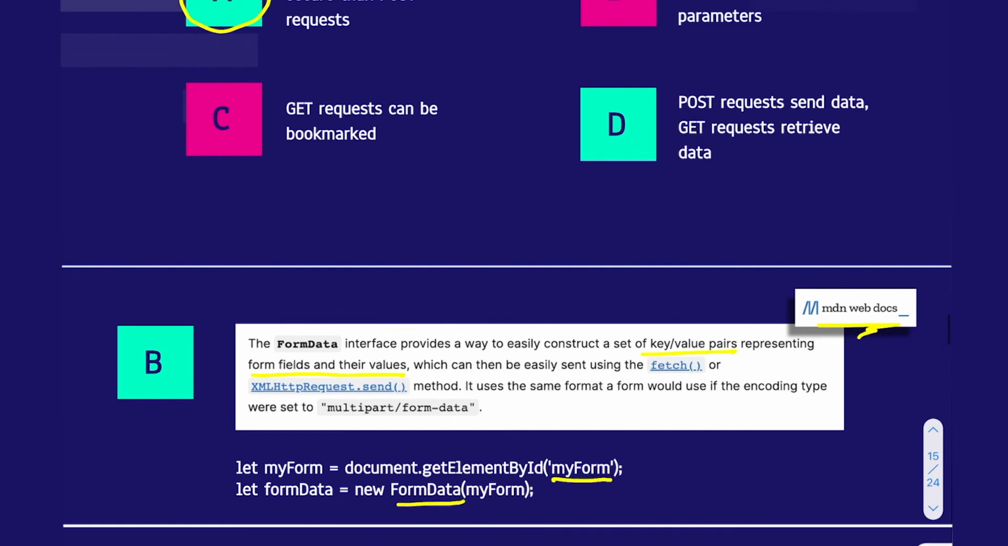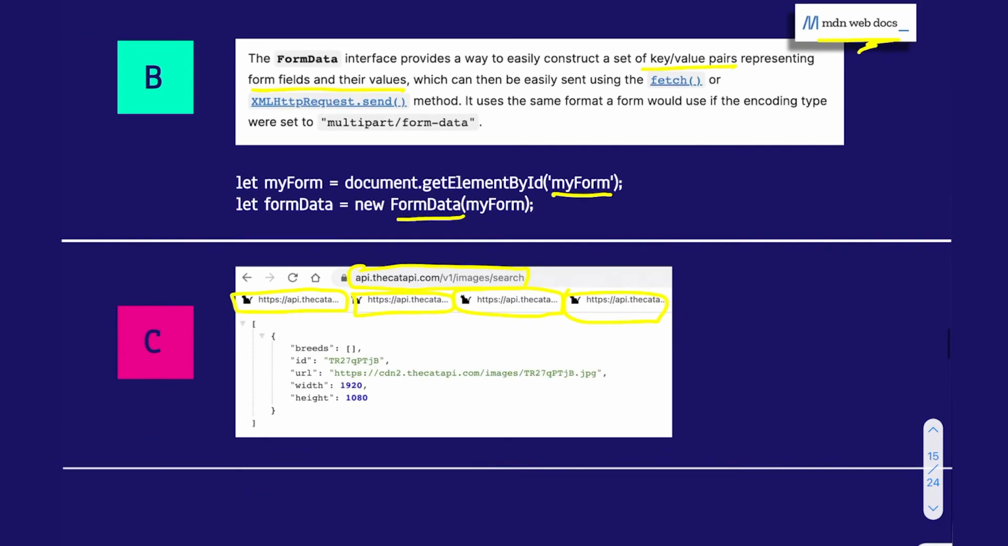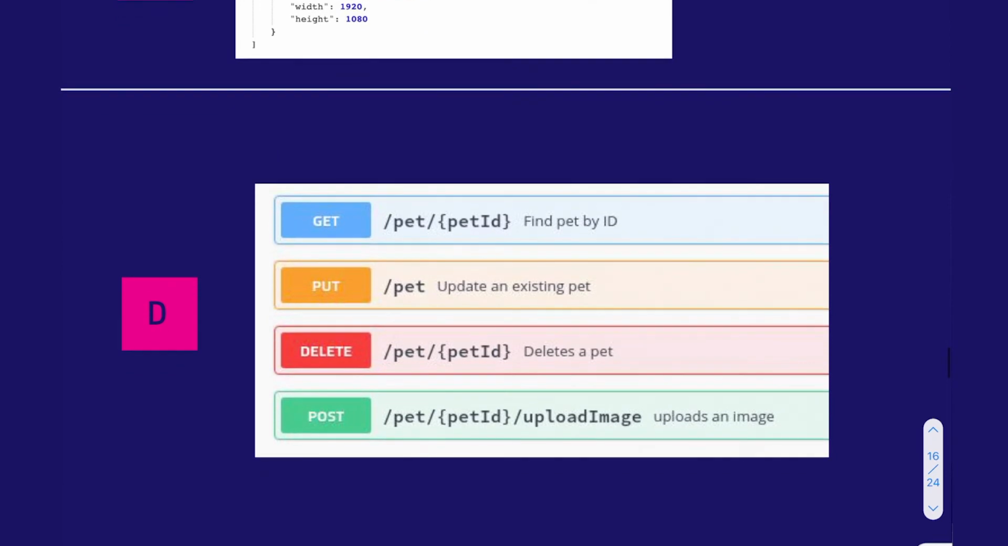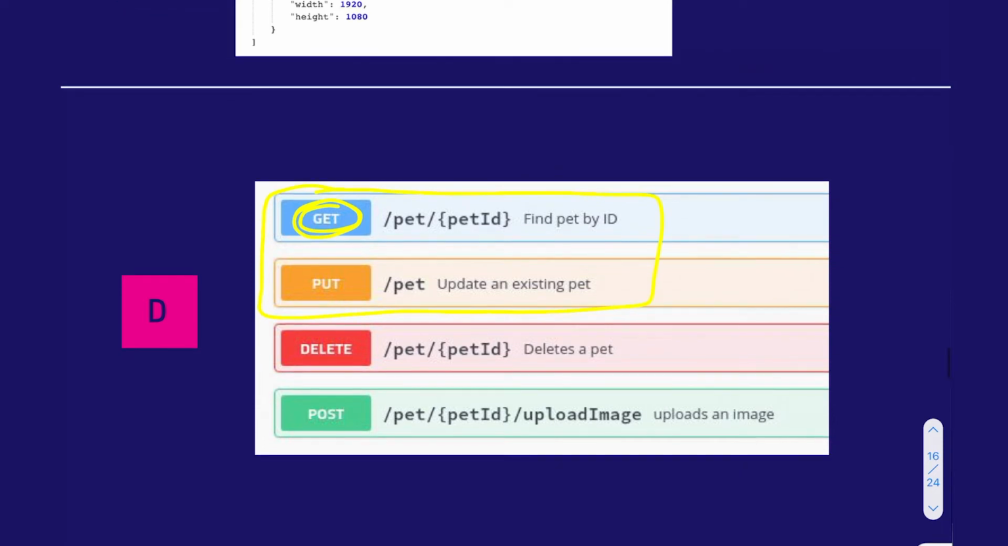And then D, POST requests send data, GET requests retrieve data. Yep. Here's an example of different types of requests that you can do. What we're mostly looking at are these up at the top. A really easy way to remember that GET requests retrieve data is just like the name GET. You're asking for something and you expect to get something back.